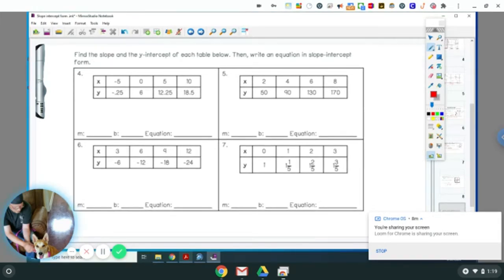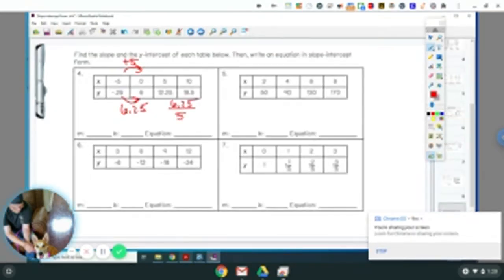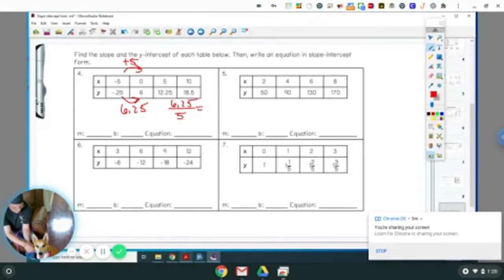What we're going to do is figure out the change of y and the change of x. So we're figuring out what changes between this y. It went from a negative 0.25 to a 6, so you're going to do 6 minus negative 0.25. It means it added 6.25. And x went from a negative 5 to a 0, so it added 5. So my slope will be 6.25 over 5. You divide that, and you get 1.25. So my slope will be 1.25.